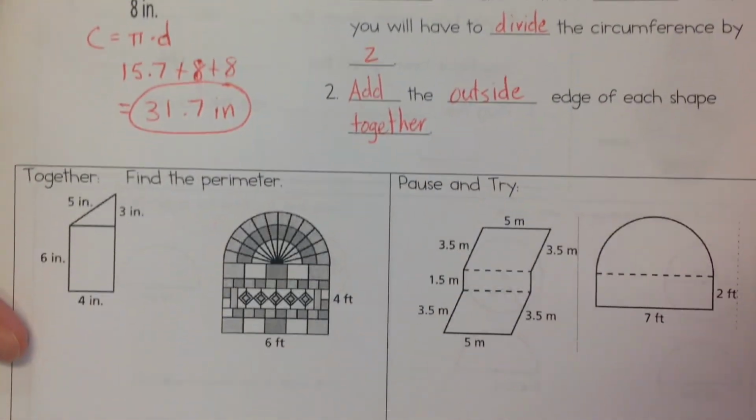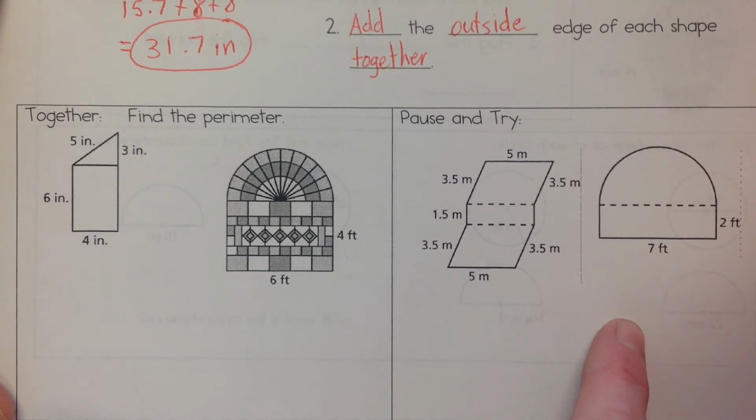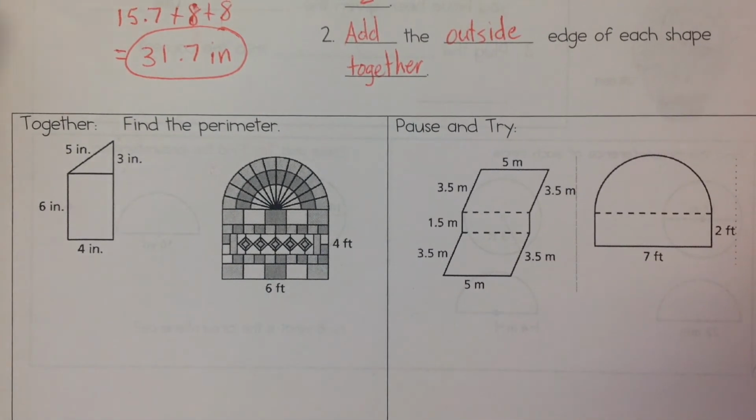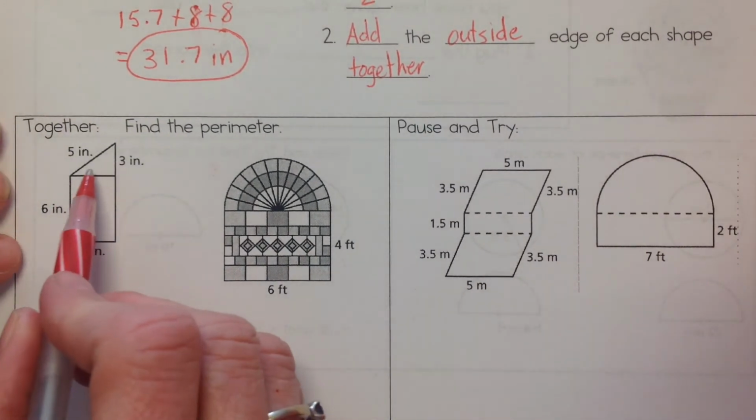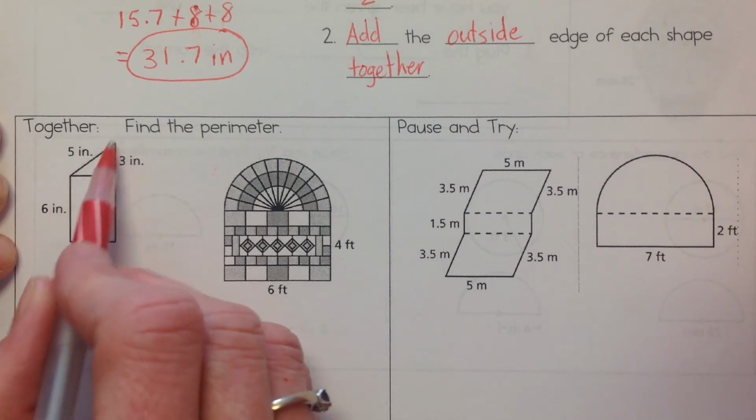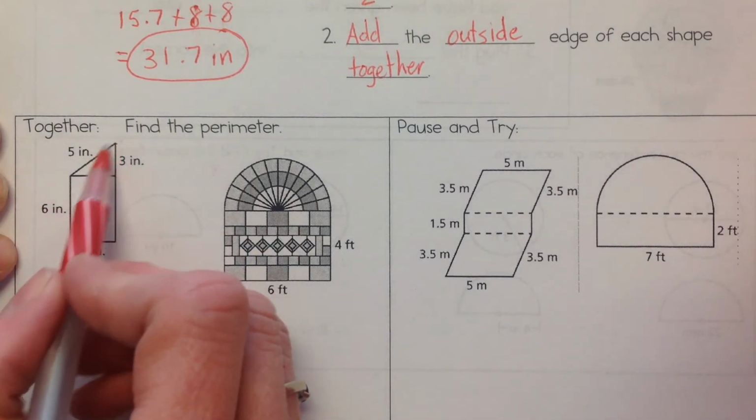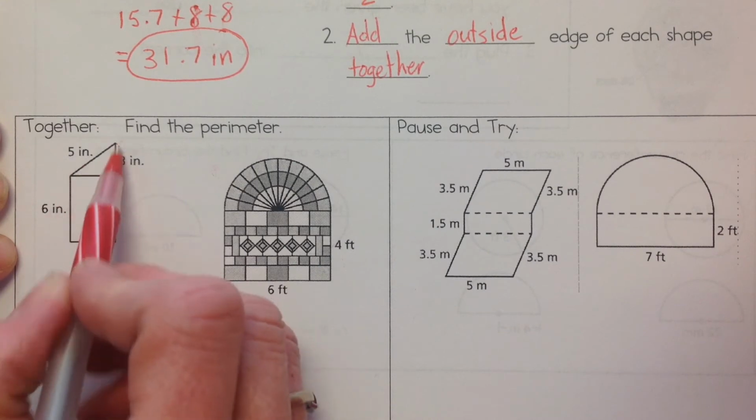All right, here's a couple more down here. We're going to try these together. I'm going to have you pause and do these ones on your own, and then come back and see how you did. So here we have a triangle. Now we don't know how to find the perimeter of a triangle, except they already give us the information we need. We just add the outsides.